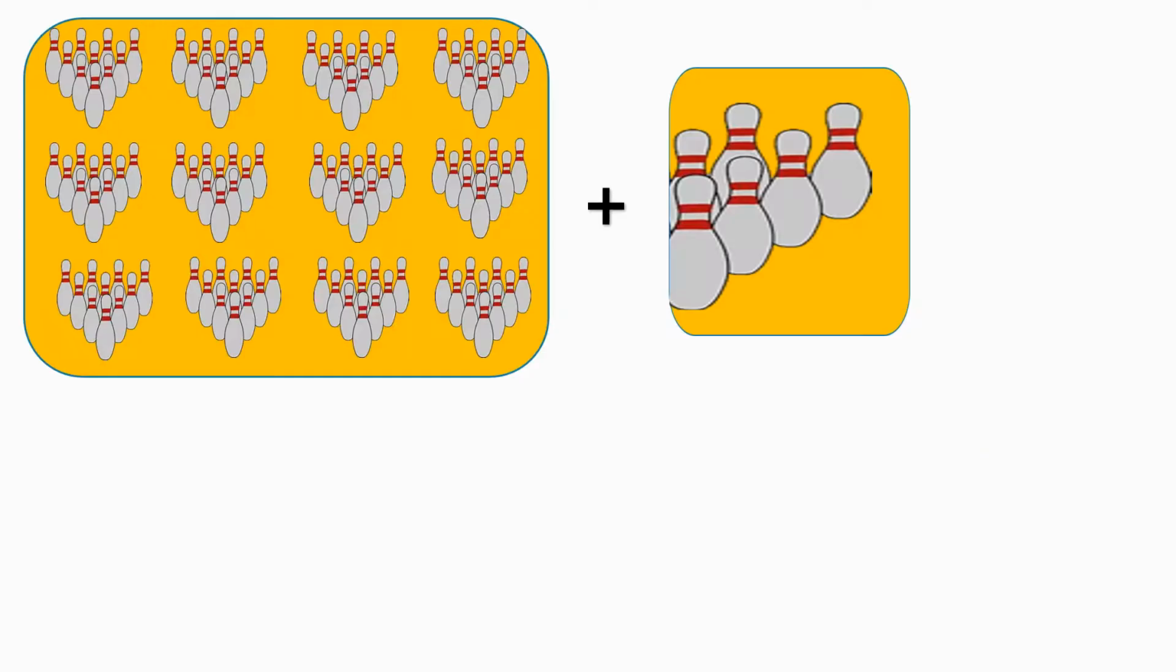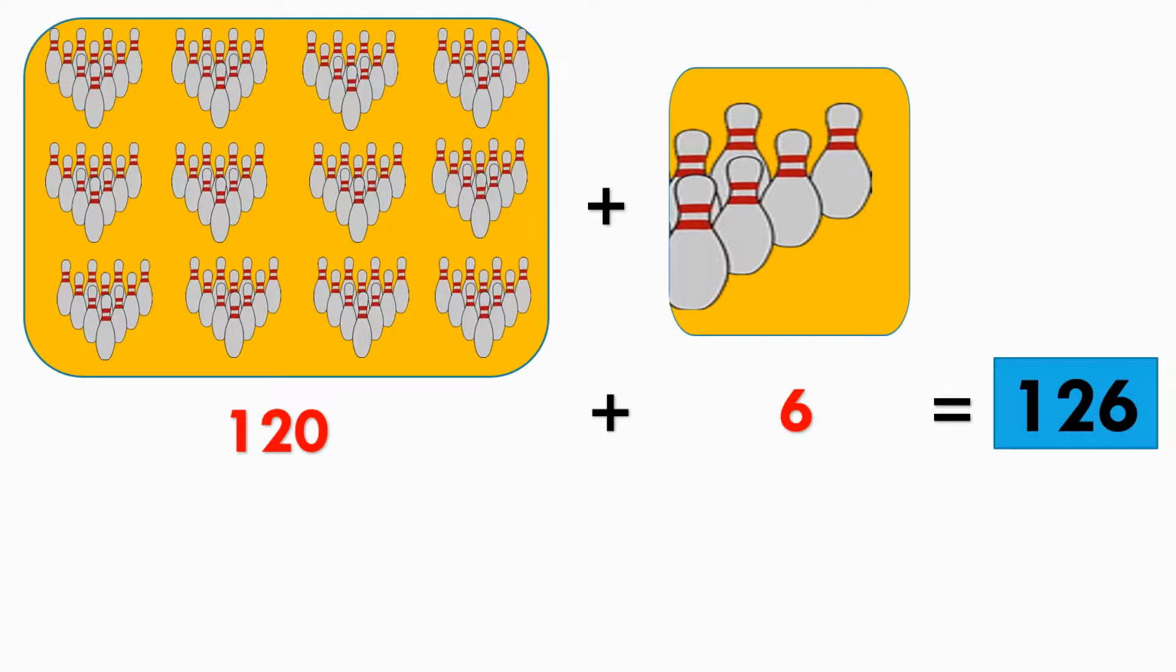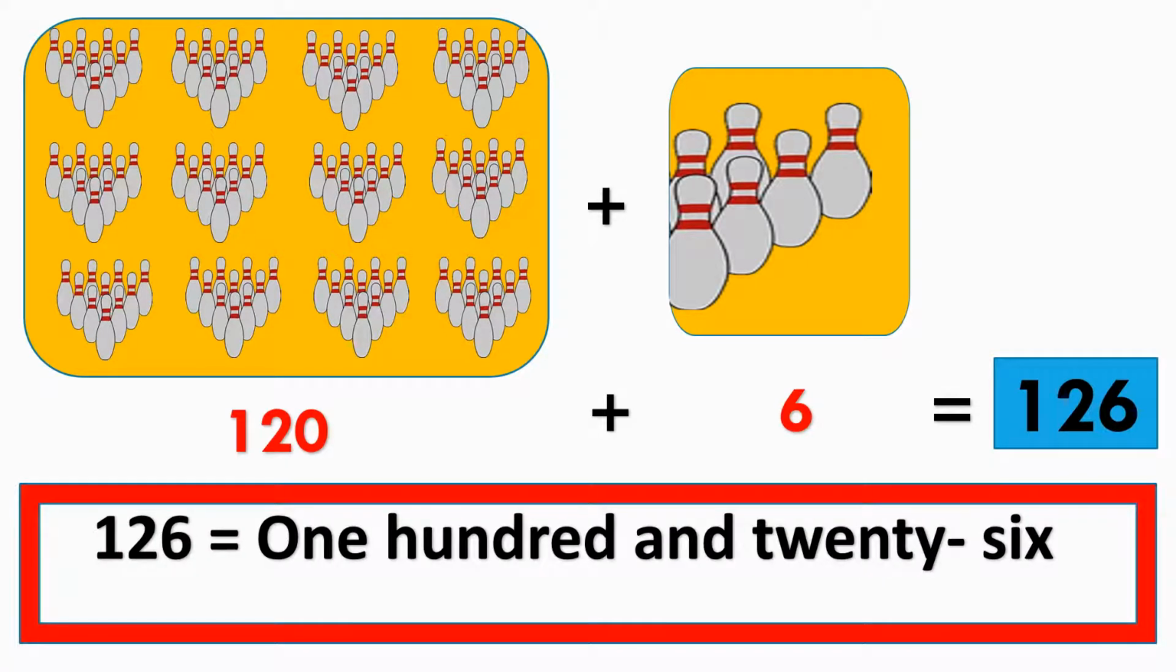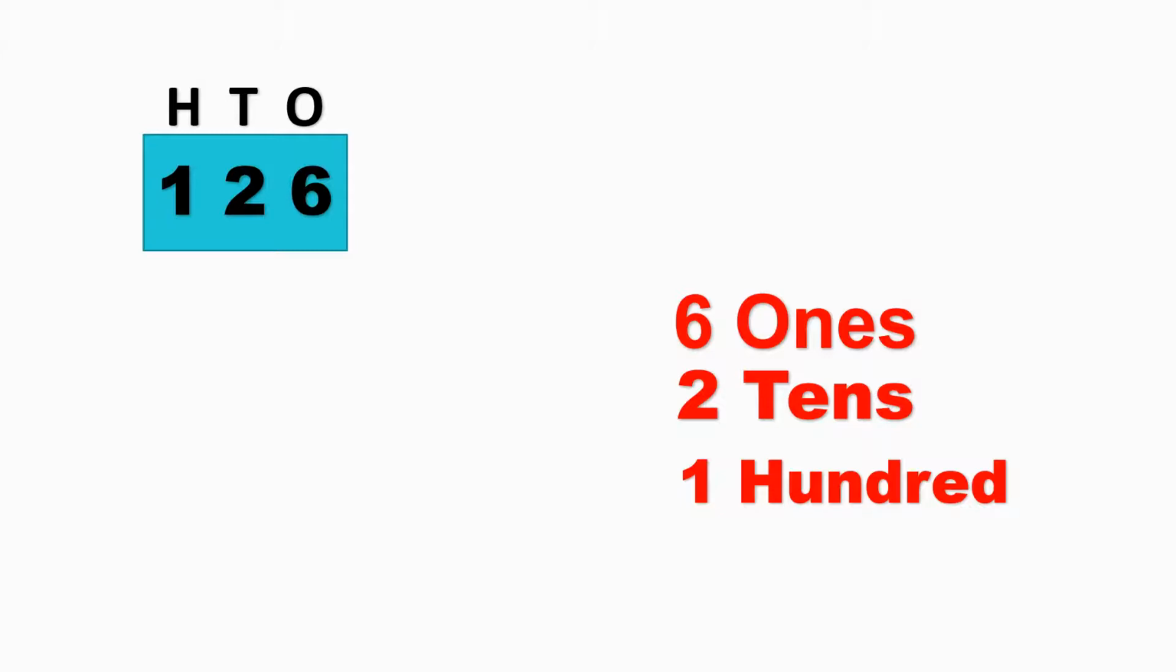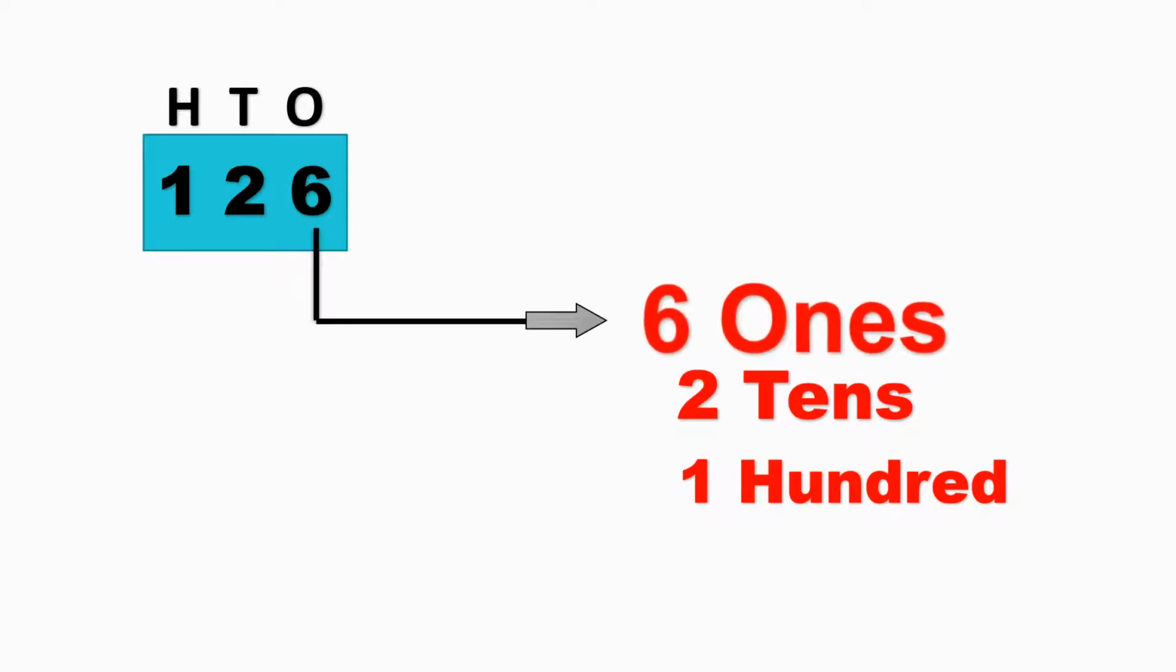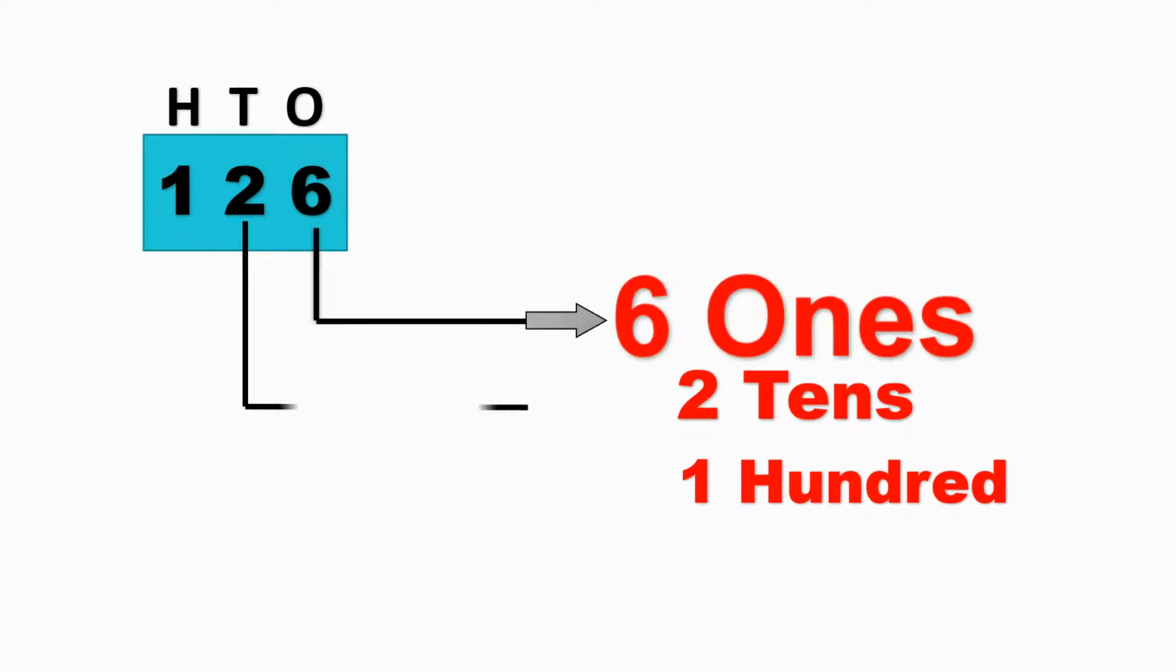Here total 120 things are given. If we add 6 more, so it comes 126. So ONE 1, HUNDRED 100, and TWENTY 20, SIX 6, 126. 6's place value is 6 ones, 2's place value is 2 tens and 1's place value is 100.